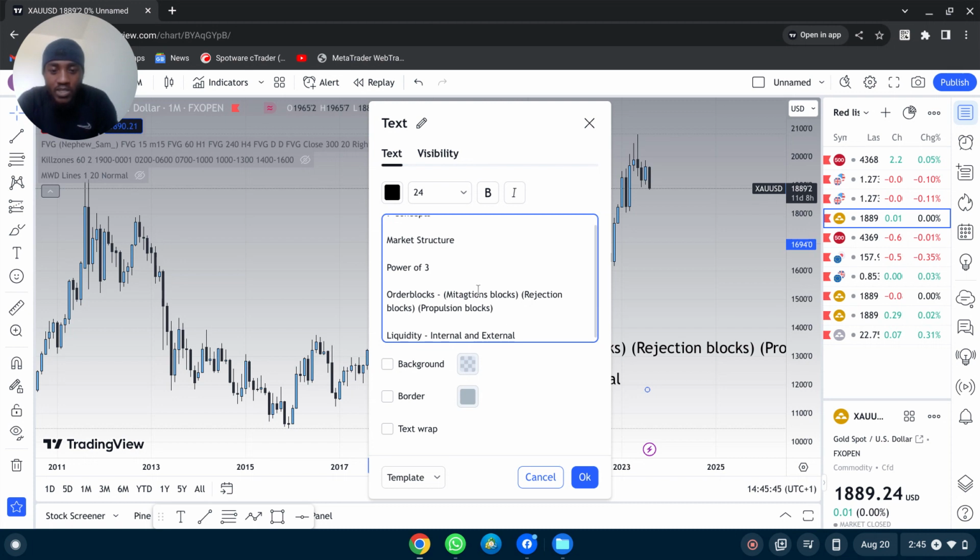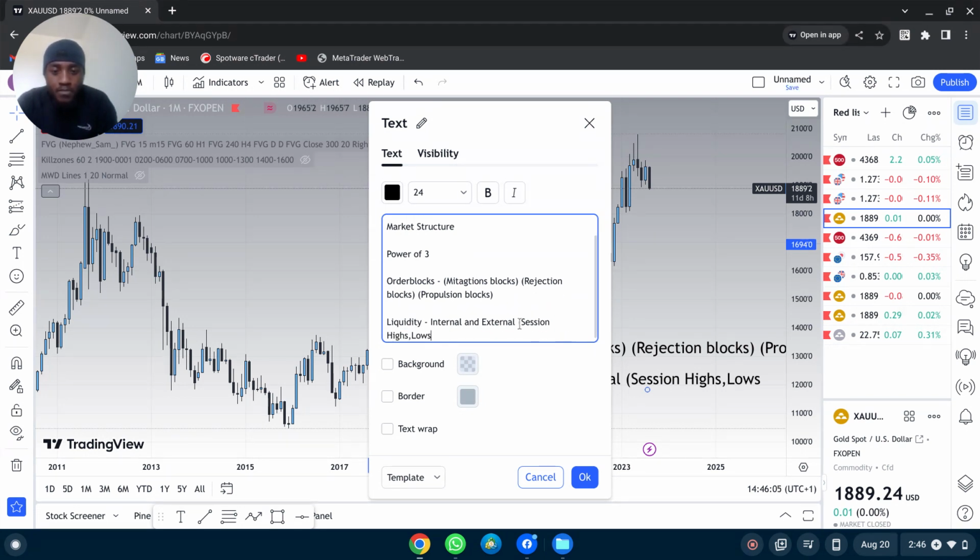Now, internal liquidity could be things such as session highs, session lows. Okay, and within your session highs and lows, you can have equal highs, equal lows, liquidity pools, short-term trend lines, things like that. Okay, cool. That's internal.